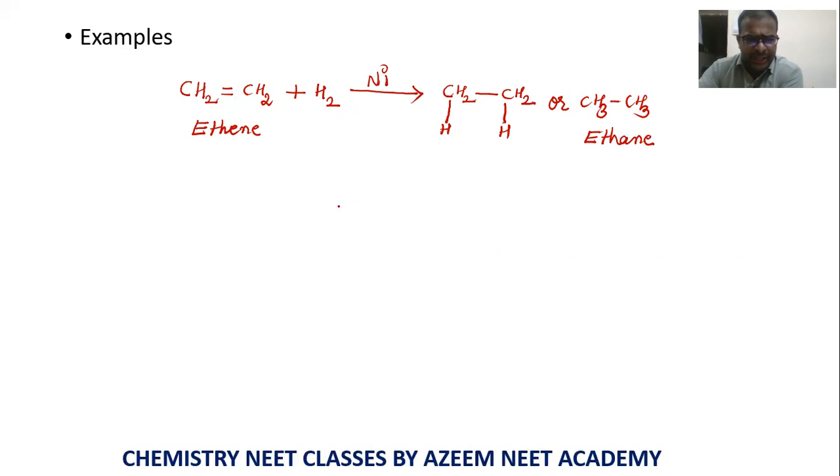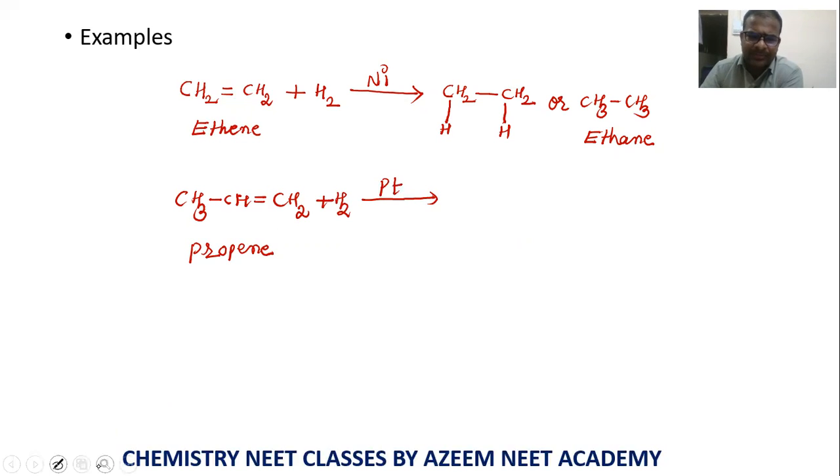Done. So can I give one more example, students? I'll give you one more example. We will solve. CH3-CH=CH2. What is it, students? It is propene. Now, here also you need to do hydrogenation. What catalyst can you take? Sir, I like platinum, then you take platinum.